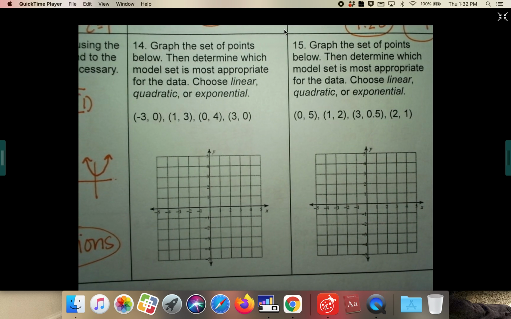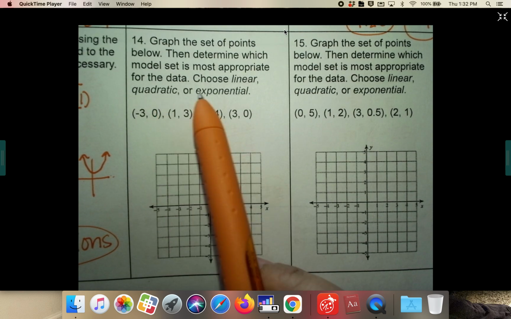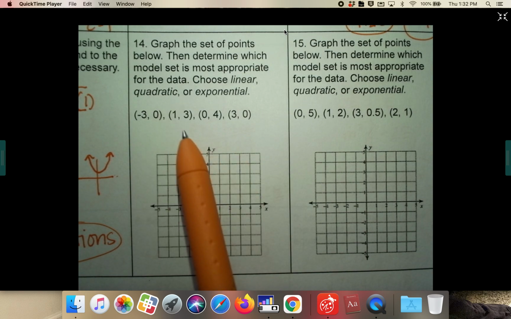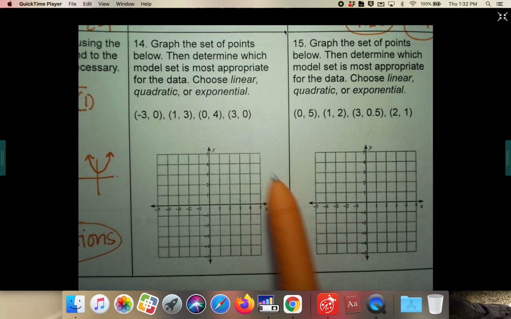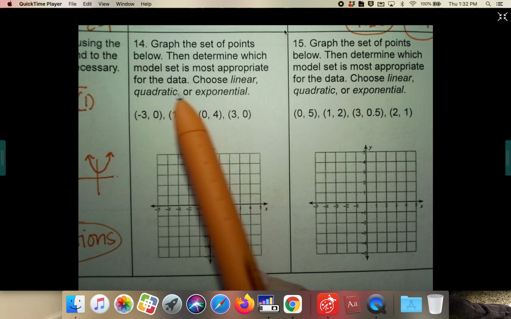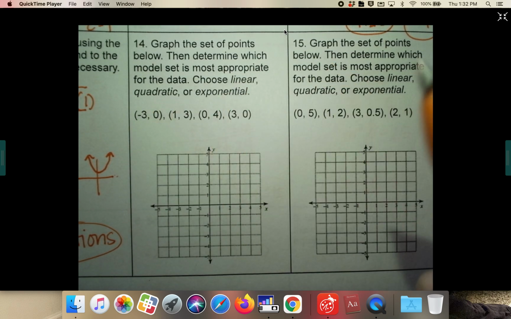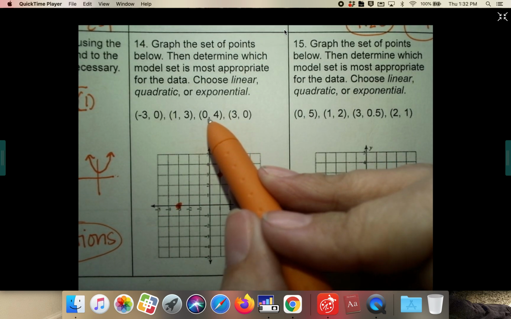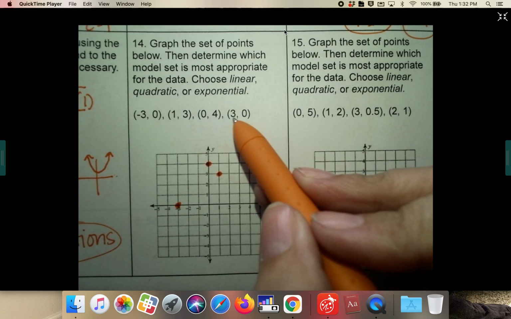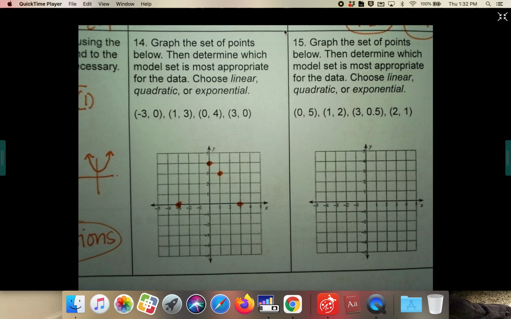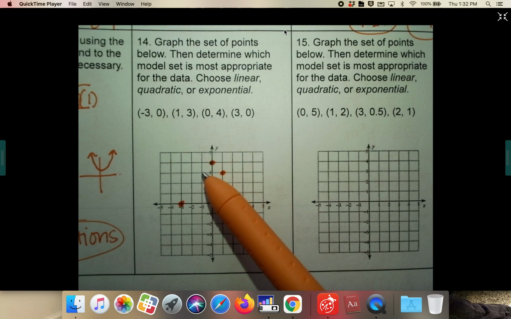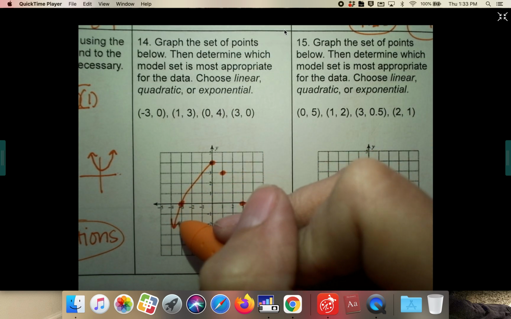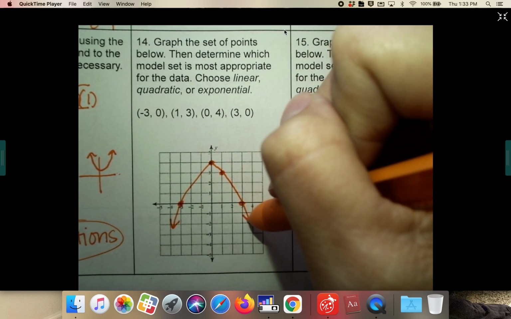This is just comparing linear, quadratic, and exponential. So you will have to graph these points and determine just by looking at the graph if it looks like it's linear, quadratic, or exponential. So negative 3, 0, let's go ahead and plot that. 1, 3, plot that. 0, 4, 3, 0. Okay, to me it looks like we're missing one dot, but that it is probably going to be quadratic. So I'm guessing that if I were to fill it in, it would look like this.